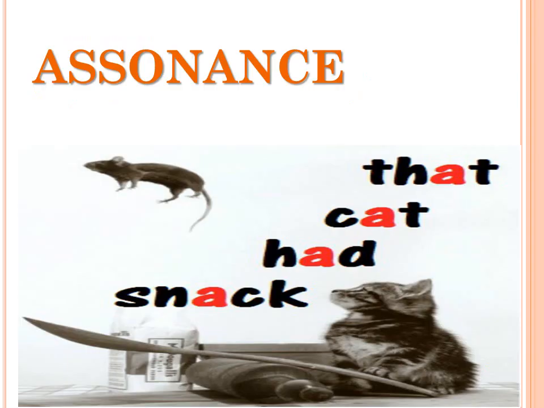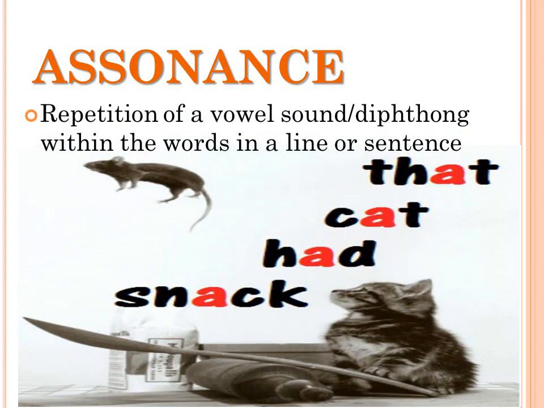Next we have assonance. In assonance, we have the repetition of a vowel sound or diphthong within the words in a line or sentence. Vowels, I hope everybody knows, are A, E, I, O, U. These 5 vowel sounds are repeated. There we have assonance as well as diphthong. A diphthong is a pair of 2 vowels like AE, AI, and so on. That cat had a snack. Here we can see the repetition of A sound is done, which is known as assonance.